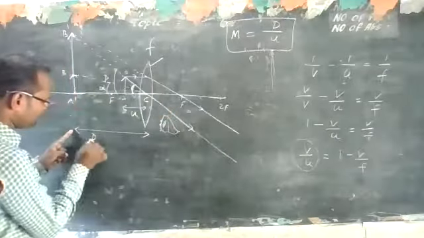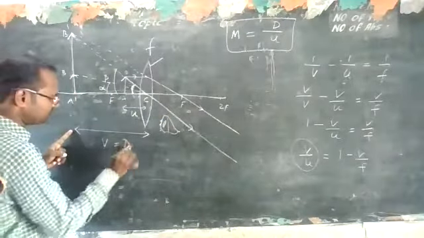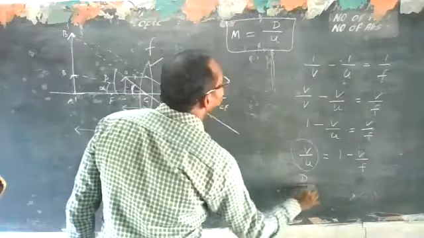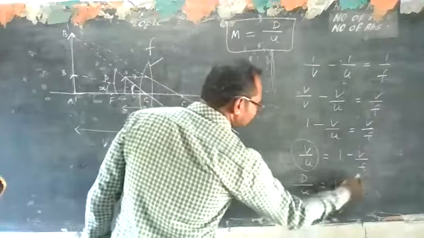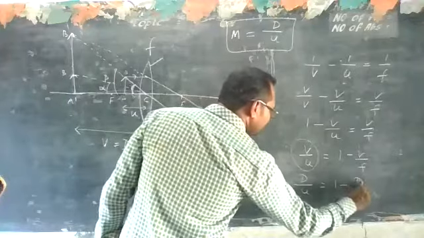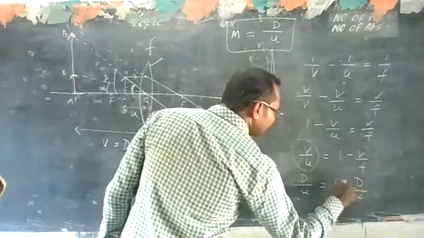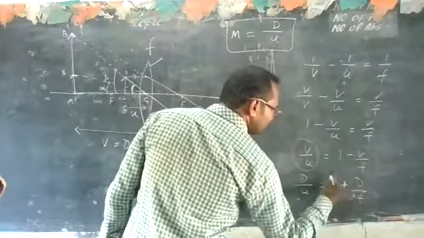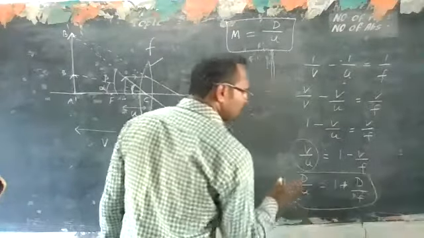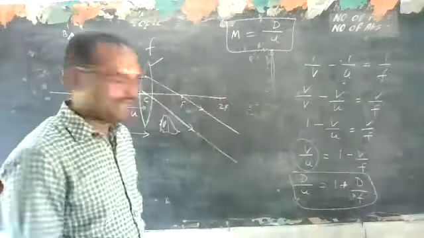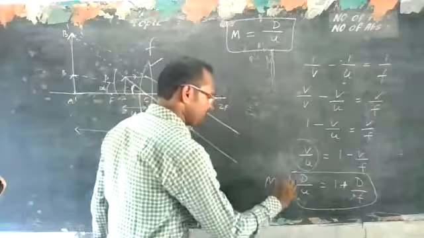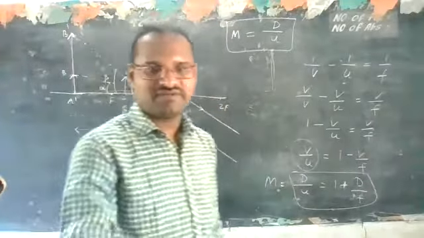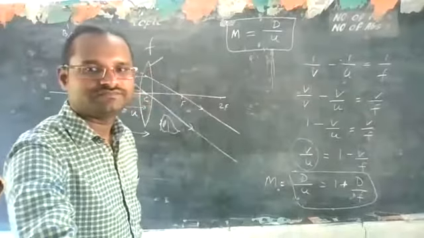Where is this image forming? v is equal to D, so D by U is equal to 1 minus v by f, with v value as D. The minus sign we should be careful about. So you will get magnification is 1 plus D by f. This is the formula for the magnification.